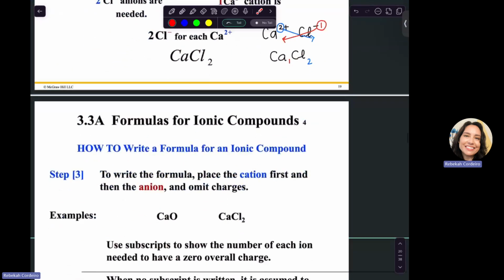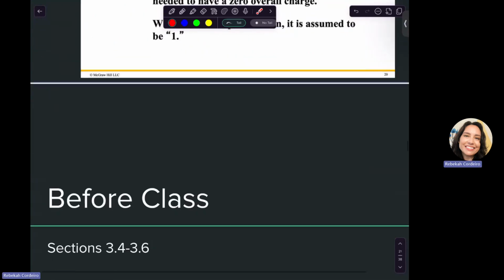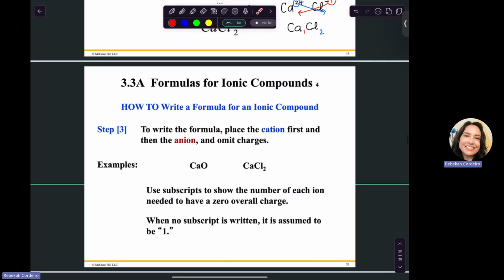Why don't you try, if we're done with this one, we'll have more to try in class. And there's a lot of practice that you'll have and homework and whatnot.